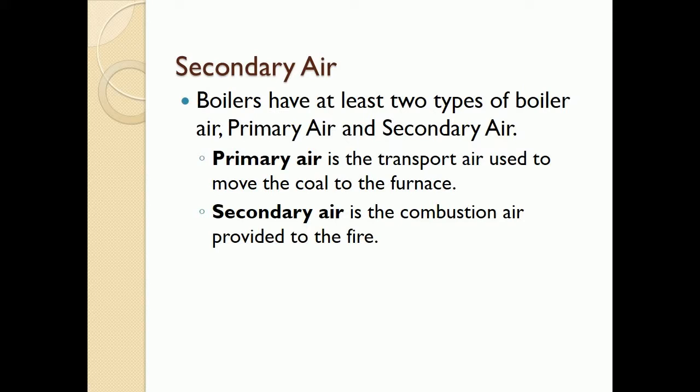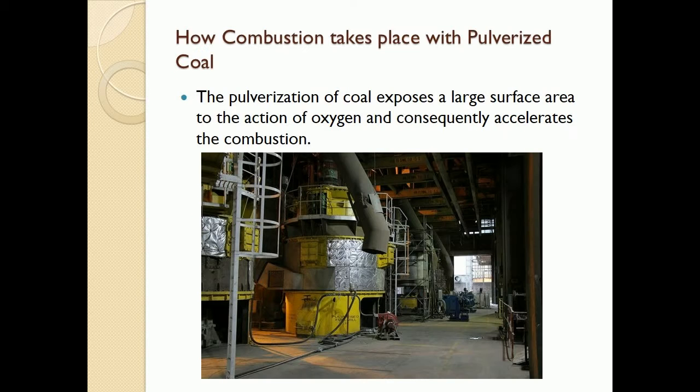Boilers have at least 2 types of boiler air supply, primary air and secondary air. The primary air is the transport air used to move the coal to the furnace, and the secondary air is the combustion air provided to the fire. How combustion takes place with pulverized coal. The pulverization of coal exposes a large surface area to the action of oxygen and consequently accelerates the combustion.